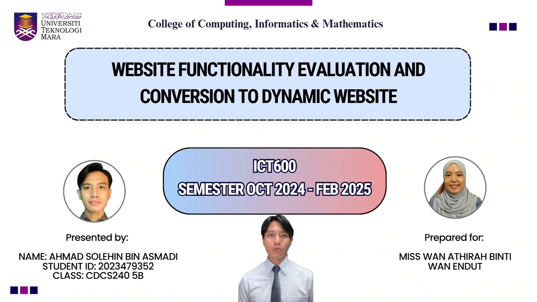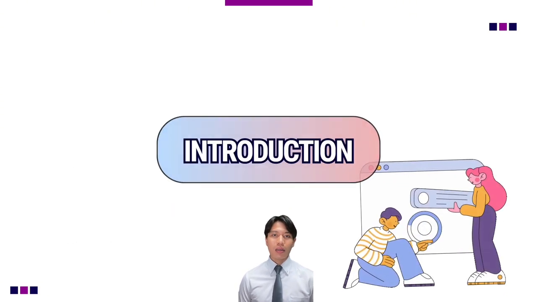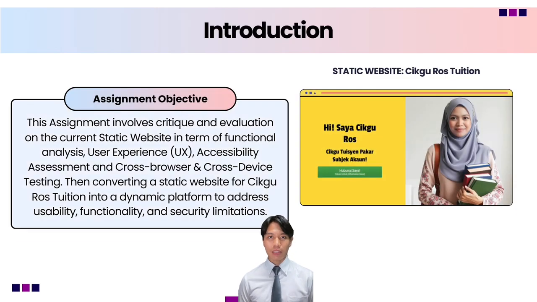So let's go through to the introduction. So basically, this project evaluates the static website for Cikgu Rose Tuition, analyzing its functionality, user experience, accessibility, and compatibility. So basically the objective is to address usability, functionality, and security issues by transitioning to a dynamic platform. The enhancements include user authentication, navigation improvement, email verification, and also to align with the human-computer interaction principles.